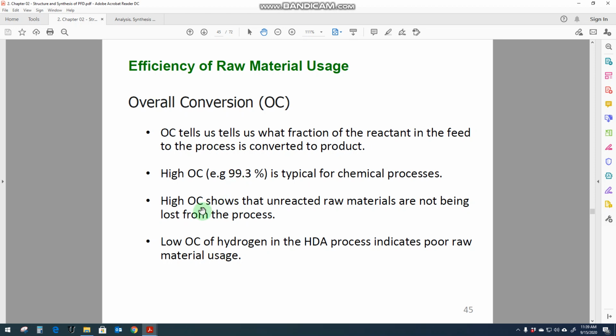Higher overall conversion shows that unreacted raw materials are not being lost from the process. So if the overall conversion of the process or the reactant is high, then it is an indicator that we are not wasting any raw materials from the process. Low overall conversion of hydrogen in the HDA process indicates poor raw material usage. So if the hydrogen consumption is low in the overall conversion, it will show that the overall consumption of the raw material is low.